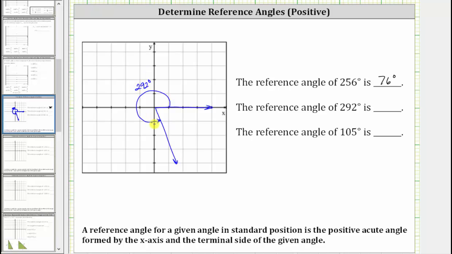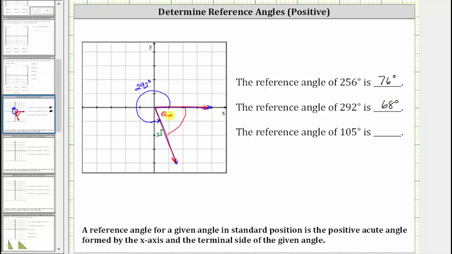And again, if we recognize that we rotated 22 degrees past the negative y-axis to determine the terminal side for 292 degrees, this should help us determine the measure of the reference angle. The reference angle is the acute angle formed by the terminal side, this right here, and the positive x-axis. This is the reference angle. So because the positive x-axis and the negative y-axis form a right angle, we should be able to recognize that if this is 22 degrees, then the reference angle must be 68 degrees.